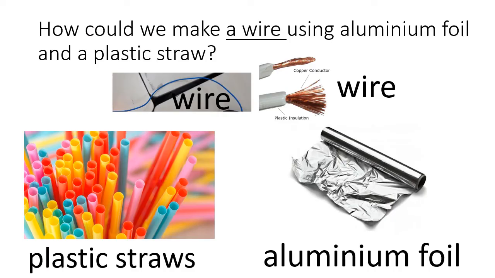In grade 3, we answered this question: how could we make a wire using aluminum foil and a plastic straw? So in grade 3, the kids discovered that they could roll the aluminum foil to make a thin wire, like a skinny wire, and then stick it inside the plastic straw. Because the plastic straw was like the plastic insulation, and the aluminum foil, because it's a metal, is like the copper wire.